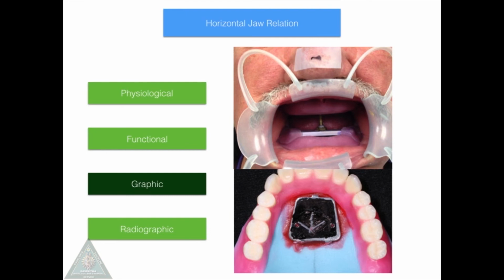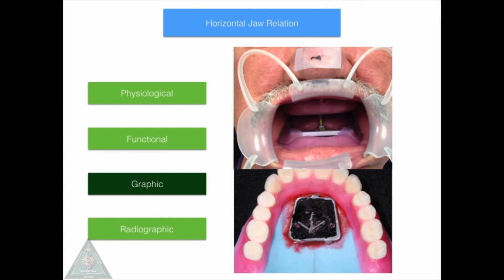The next method of recording centric relation is the radiographic method. We usually use a cephalometric tracing to locate the head of the condyle. You insert the occlusal rims, ask the patient to go for a radiograph, and check if the condyles are properly seated. Other methods of recording jaw relation include using a cellophane strip, asking the patient to bite into it and then pulling it out. By the resistance, the mandible moves posteriorly and you get a very good jaw relation.